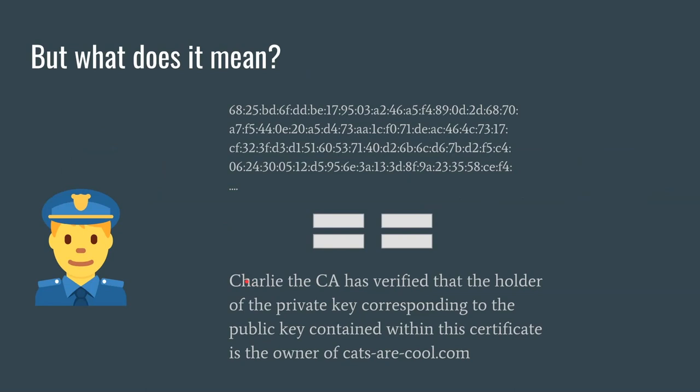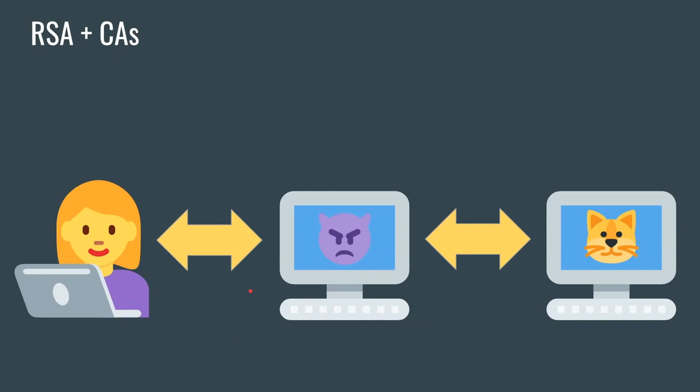This proves that, yeah, Charlie, the CA, has verified that the holder of the private key corresponding to the public key contained within this certificate is the owner of catsarecool.com. So the signature part is what makes that ID card valid, if you will. Let's see how this works in practice.